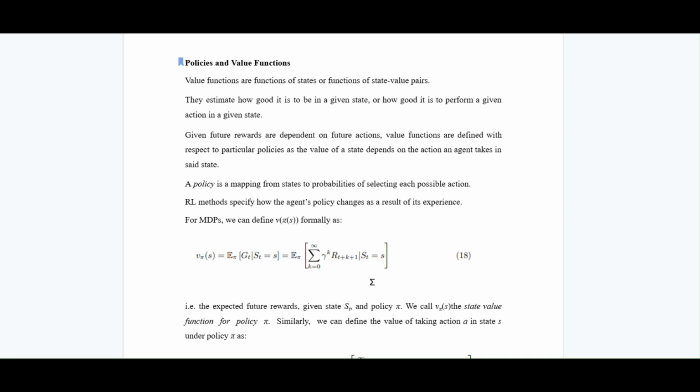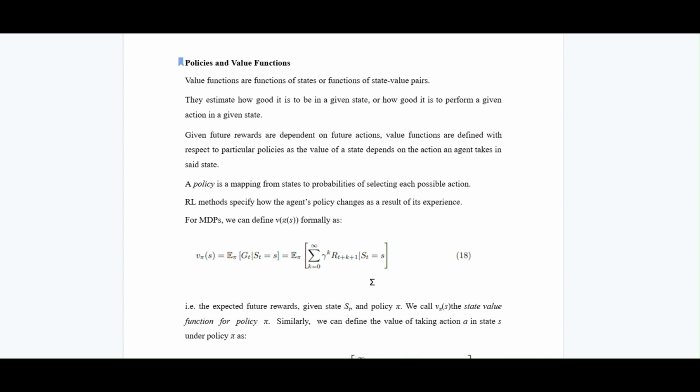Today in this video we are going to discuss policies and value functions in RL. There are two fundamental concepts which help agents make decisions. Policy, let's discuss what is policy.